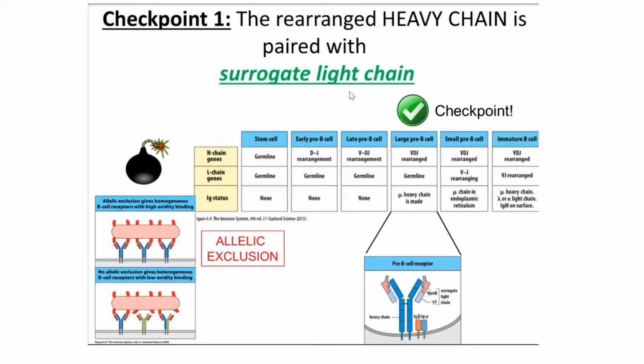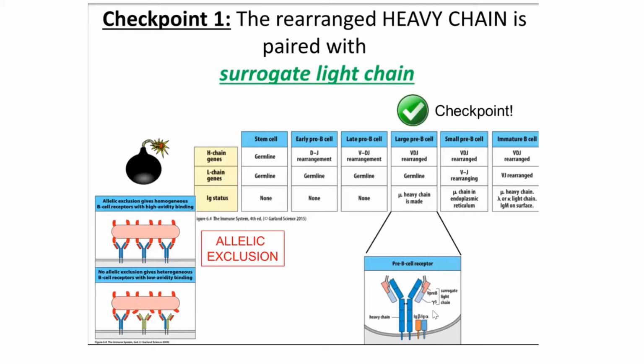So we went through rearranging our heavy chain. We need to test if that heavy chain is any good. And by this, we mean we need to know, is it going to pair with a light chain? Is it going to be able to make that connection? Because if it can't, there's no point in going forward. One problem, we haven't rearranged our light chain yet. So we don't have a light chain. So what it does is it synthesizes these proteins, V-pre-B and lambda-5.